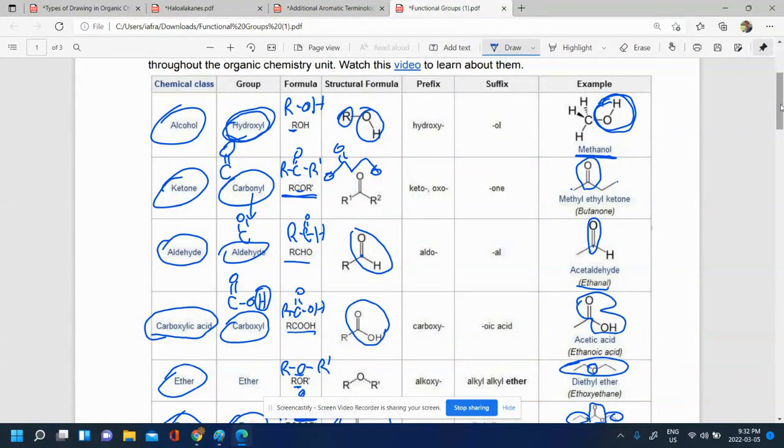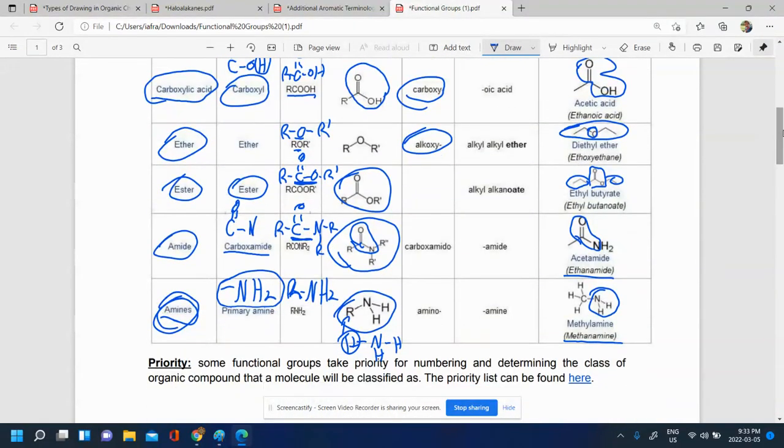So, for example, let's say OH was not the highest priority, so I didn't have an alcohol, but it was still there. Its prefix name would be hydroxy. A ketone, if that wasn't the highest priority, the prefix names would be keto or oxo. For aldehyde, the prefix name would be aldo. For the carboxylic acid, the prefix name would be carboxy. For ether, it would be alkoxy, an alkoxy group, instead of saying an alkyl group, for example. For the amide, it would be carboxamido, and then amino group for the amine if it's not the highest priority in the molecule.